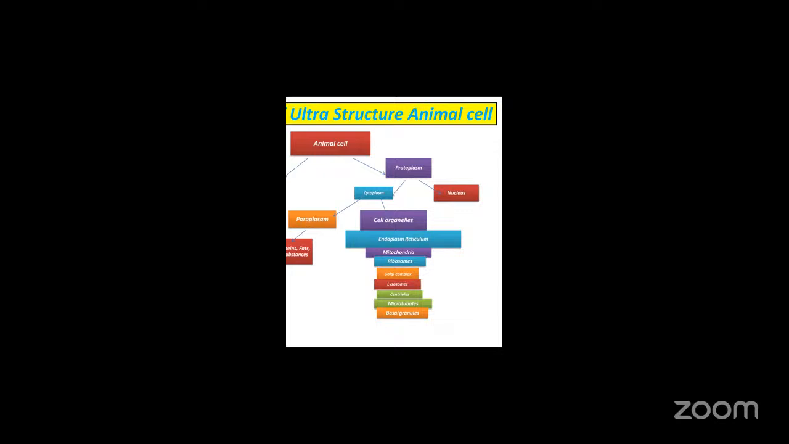Cytoplasm consists of, apart from the paraplasm, various cell organelles, and these cell organelles again play a very, very important role. Each organelle is unique, and each plays a very significant role in the metabolism of the cell. So what are those? They are endoplasmic reticulum, mitochondria, ribosomes, Golgi apparatus, lysosomes, then centrioles, as well as the basal granule. So these are some of the structures, or you can say the organelles, that are present in an animal cell.